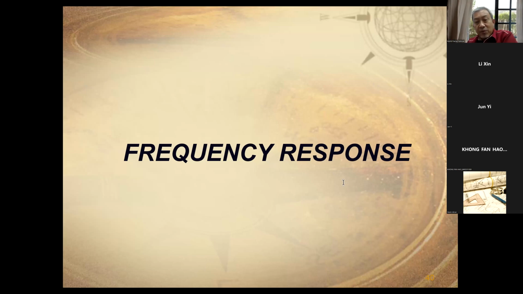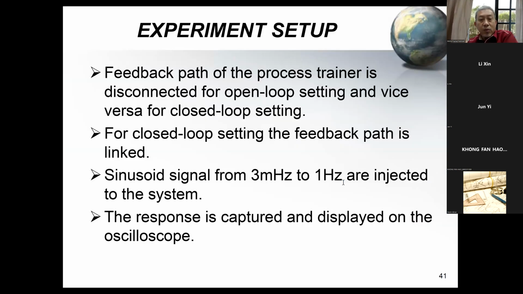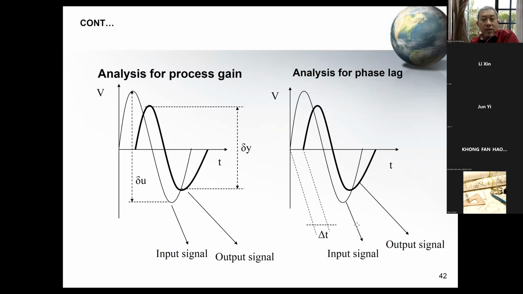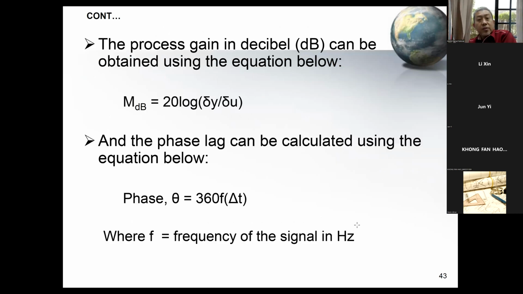And then we go to the frequency response. We need to get signals from the signal generator, from 3 millihertz to 1 hertz range of frequency, injected into the system. And from there, we measured the magnitude and the phase difference between the input and the output. We applied 20 log for the magnitude to get the dB, and the phase as well for the phase difference.